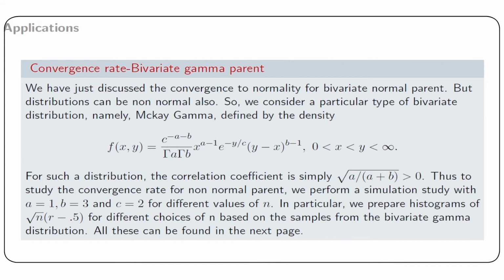Thus, to study the convergence rate for non-normal parent, we perform a simulation study with a equal to 1, b equal to 3 and c equal to 2 for different values of n. And this a, b, c are the distribution parameters defined in the PDF. In particular, we prepare histograms of square root of n times (r minus 0.5) for different choices of n based on samples from bivariate gamma distribution, and all this can be found in the next page.